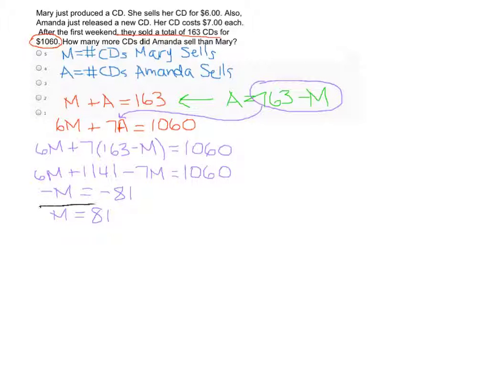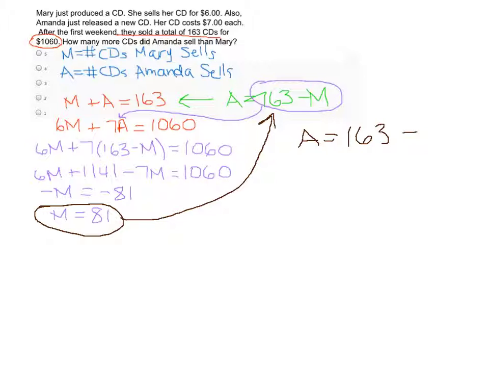So let's plug this M value back into one of our equations in order to find A. So we have A equals 163 minus M, but we know M is now 81. So if we solve this, we have A equals 82. So now we know Amanda sold 82 CDs and Mary sold 81 CDs, and the question is, how many more CDs did Amanda sell than Mary? So we see that Amanda sold 1 more. So the answer is E.